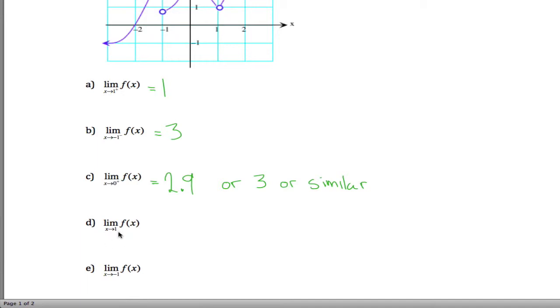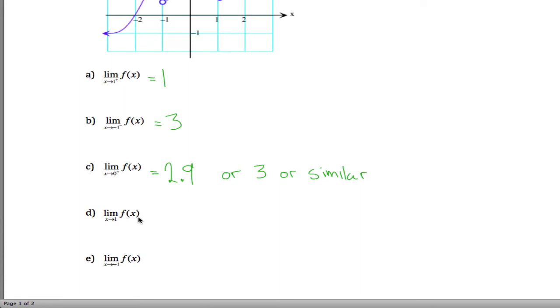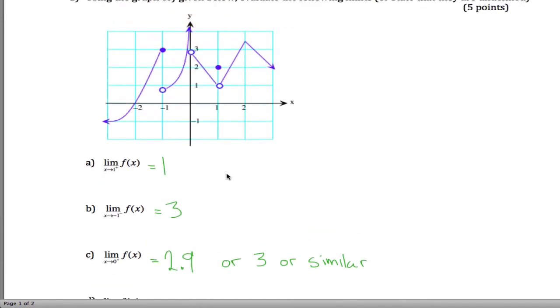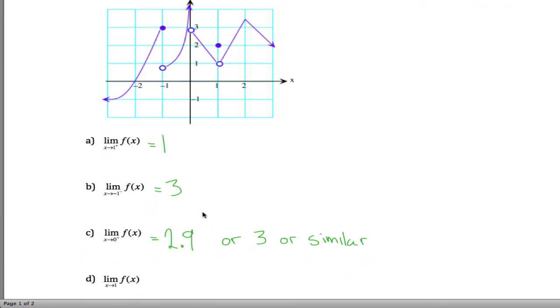The limit as x approaches 1. It doesn't tell me which side I'm coming from. So the way I figure this out is I have to look at the limit as x approaches 1 from the positive side, and I have to look at the limit as x approaches 1 from the negative side. I already figured out that when I approach 1 from the positive side, I get close to a height of 1. Turns out that as I approach from the negative side, I also get close to a height of 1.